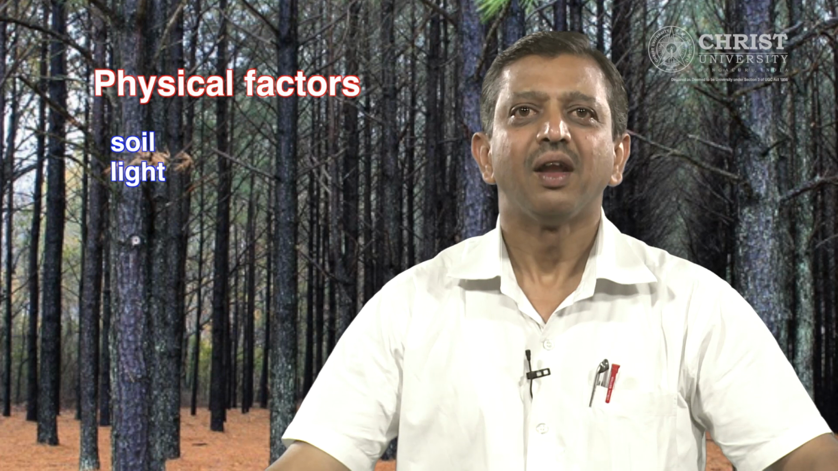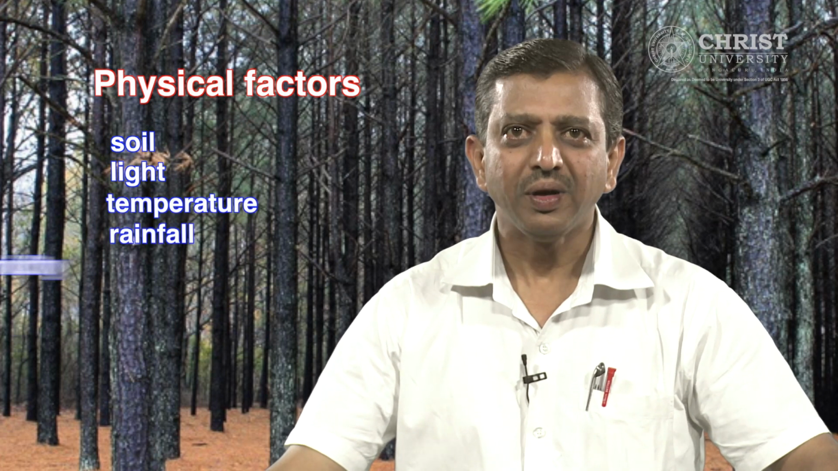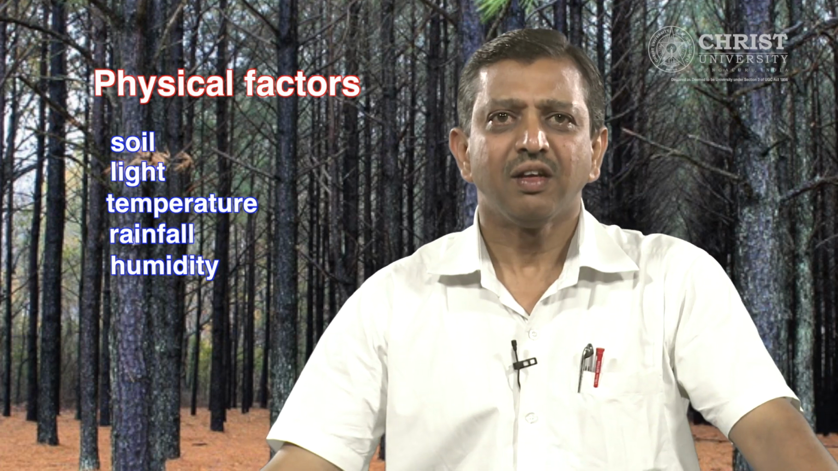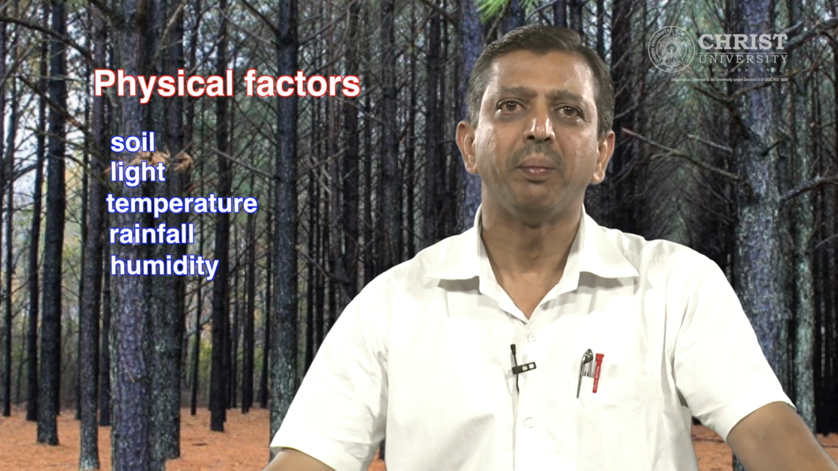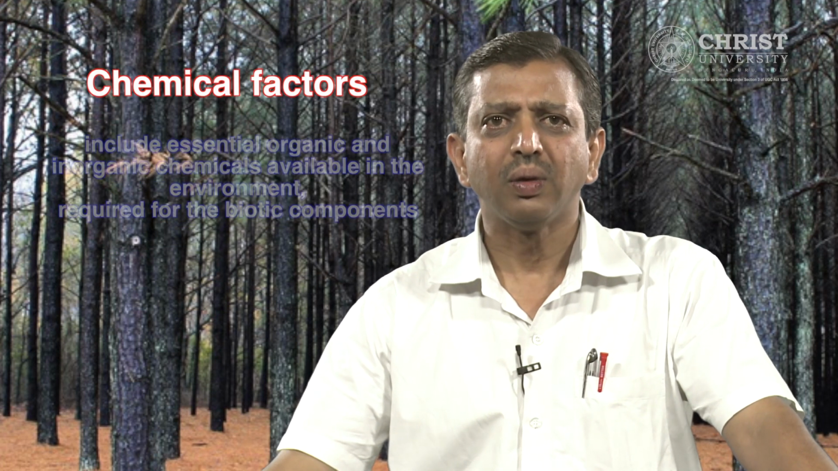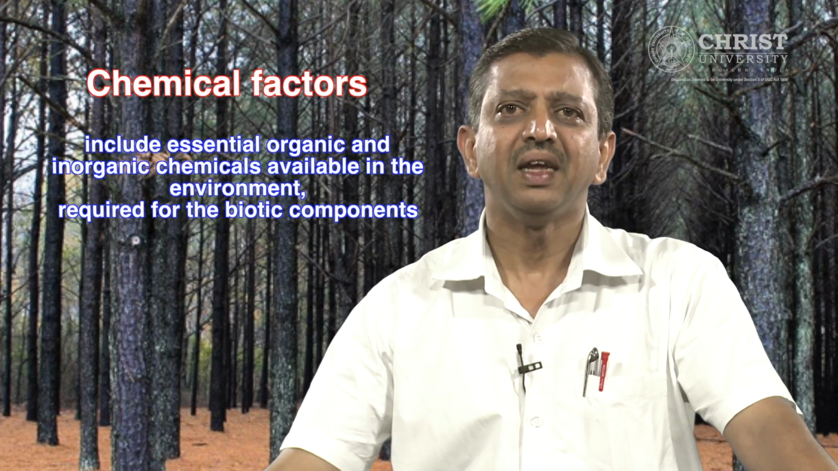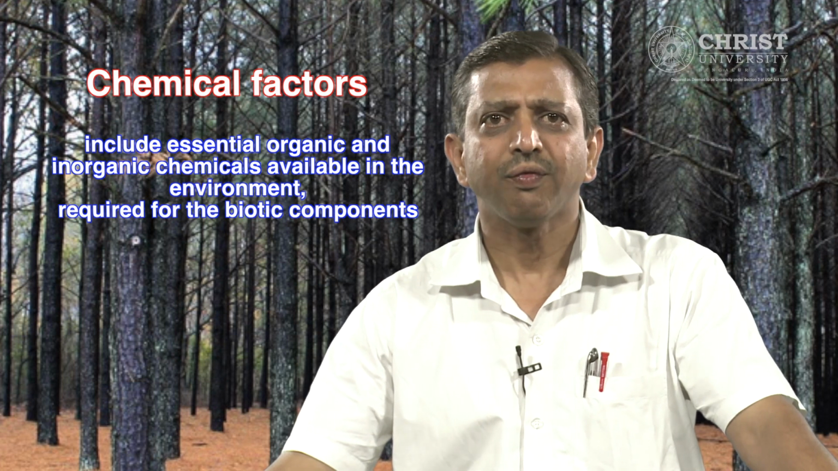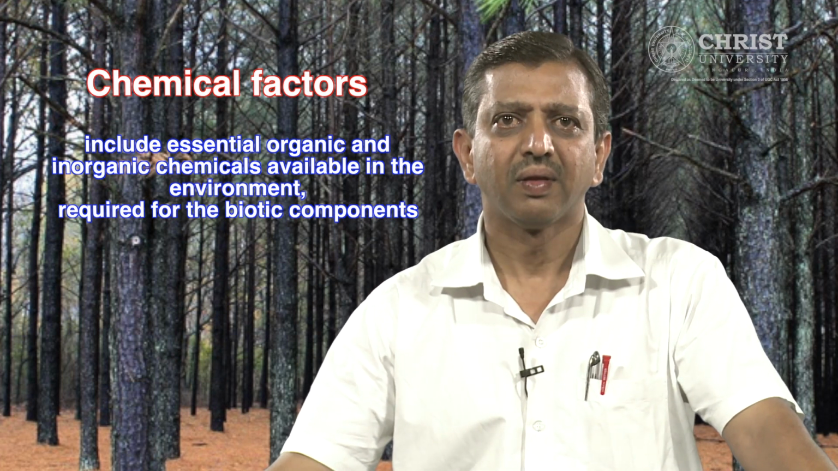The abiotic components of an ecosystem are physical and chemical factors. Physical factors are soil, light, temperature, rainfall, humidity, etc., which are known to influence the distribution and activities of biotic components. Chemical factors include essential organic and inorganic chemicals available in the environment required for the biotic components.